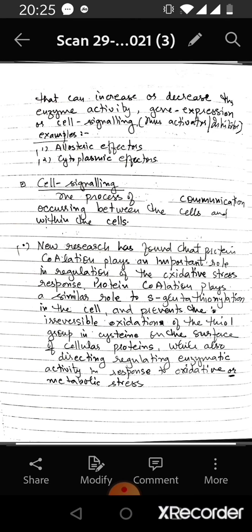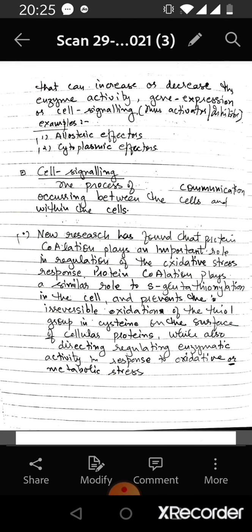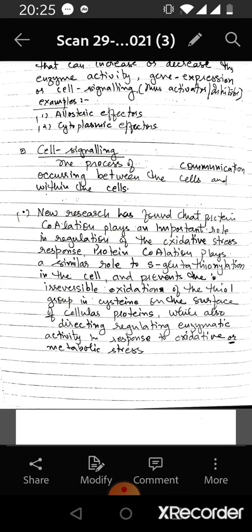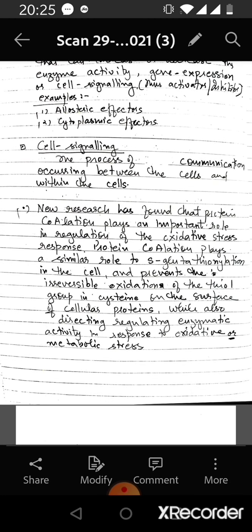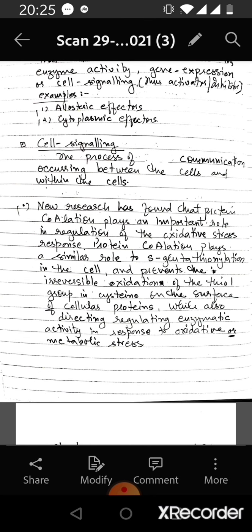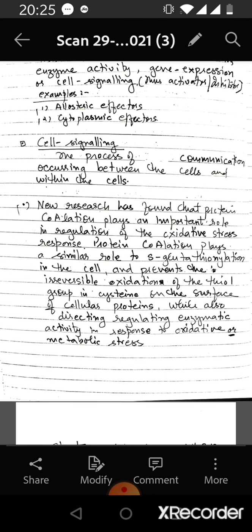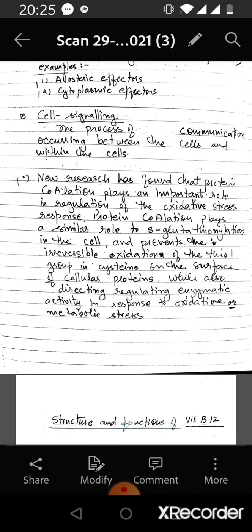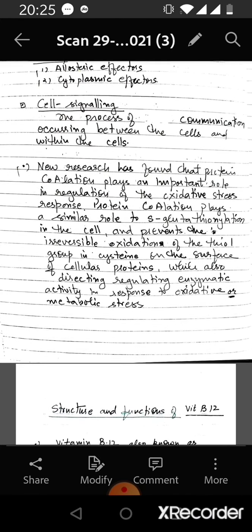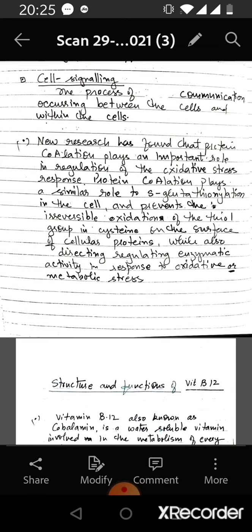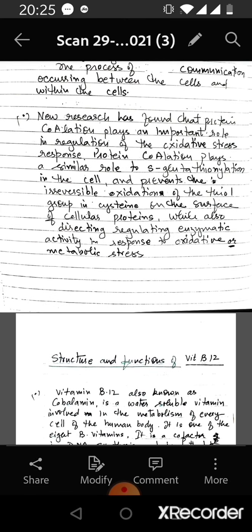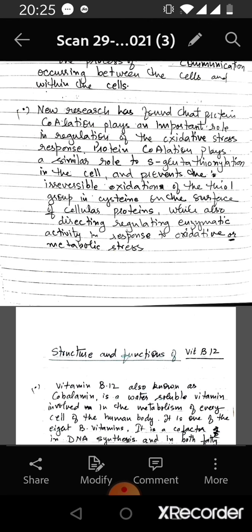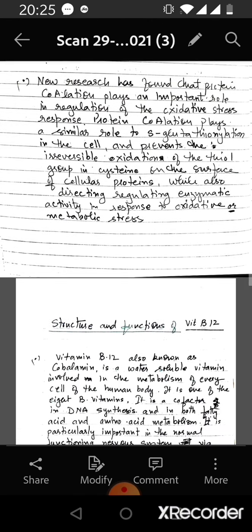New research has found that protein coagulation plays an important role in regulation of the oxidative stress response. Protein coagulation plays a similar role to S-glutathione in the cell and prevents the irreversible oxidation of the thiol group in cysteine on the surface of cellular proteins, while also regulating enzymatic activity in response to oxidative or metabolic stress.